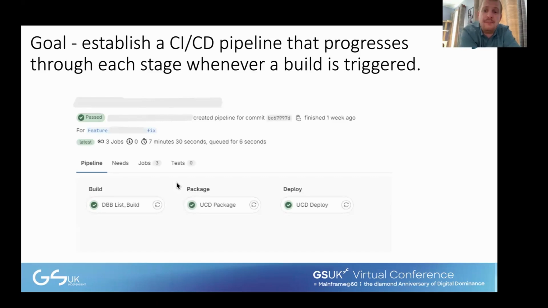The goal is to have a fully automated pipeline, right? CI/CD, continuous integration and continuous deployment. Integration means that, when we make a change, we want those changes to be automatically integrated, right? And then we also want them to be automatically deployed. So CI/CD. That process, that pipeline runs through each stage whenever a build is triggered. It builds the code, it packages it, it stores it in a repository, and then tells UCD IBM DevOps to start the deployment.